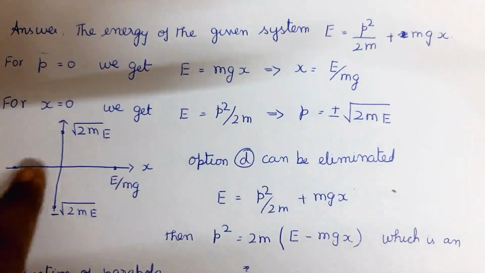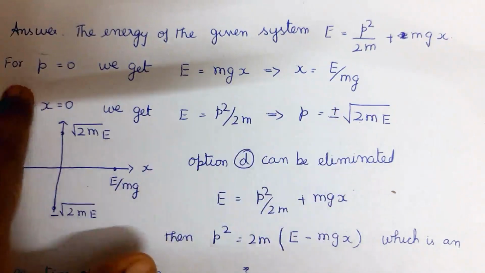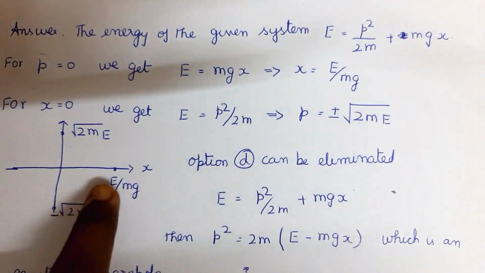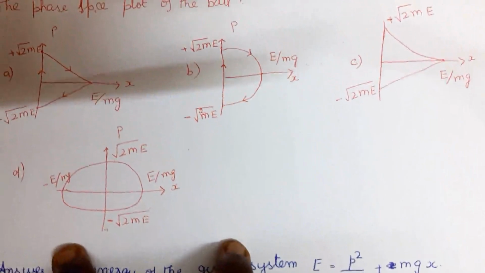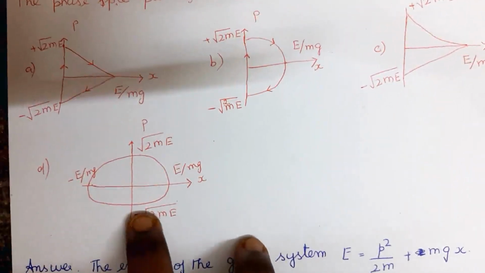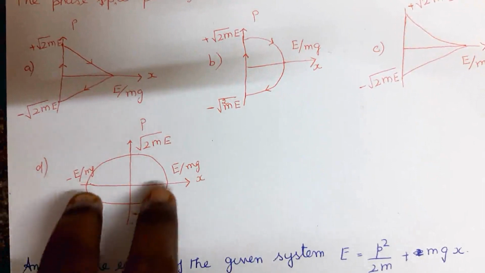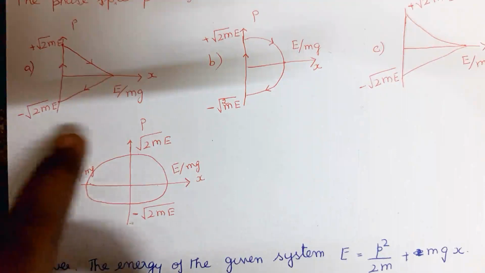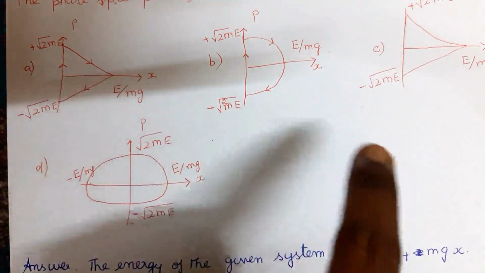So if we draw the graph between p and x, we have obtained one value, that is when p is equal to 0, the x value is E/mg. Then we can write it here. This is the point E/mg. If you see the answers in the question, in option D they have given minus E/mg. But we will be getting only the positive value, we will not get the negative value. So option D is incorrect. We can eliminate it. The answer is one among options A, B and C.